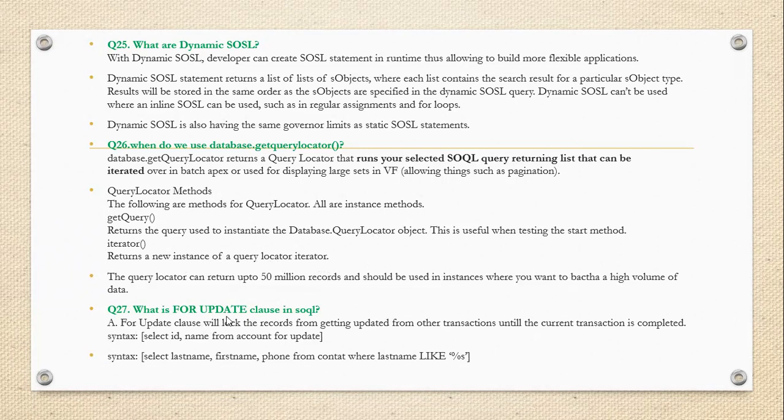Next question: what is the FOR UPDATE clause in SQL? The FOR UPDATE clause will lock the records from being updated by other transactions until the current transaction is completed. Syntax: select ID, name from Account for update. Syntax: select lastName, firstName, phone from Contact where lastName like.